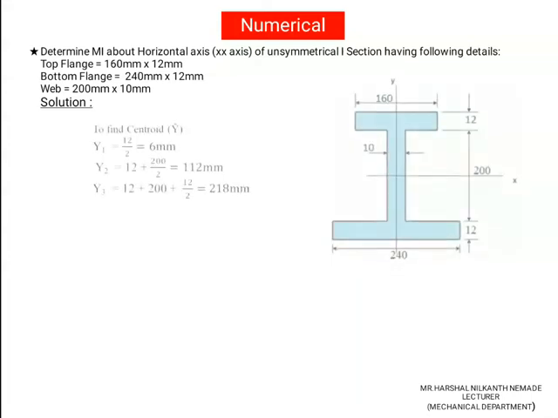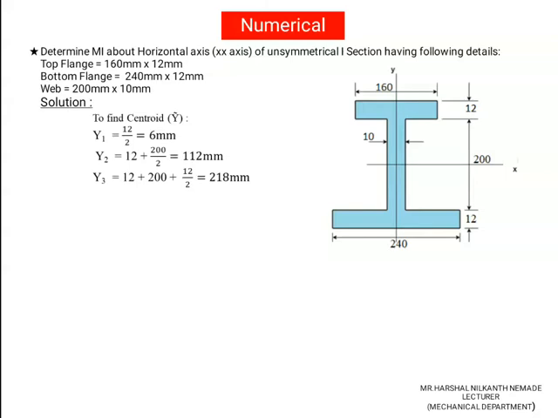Solution. I have drawn the diagram where top flange is 160 into 12, bottom flange is 240 into 12, and web is 200 into 10. From bottom I am dividing it into 3 rectangular sections. First rectangle is 240 into 12, second rectangle is 200 into 10, and third rectangle is 160 into 12.